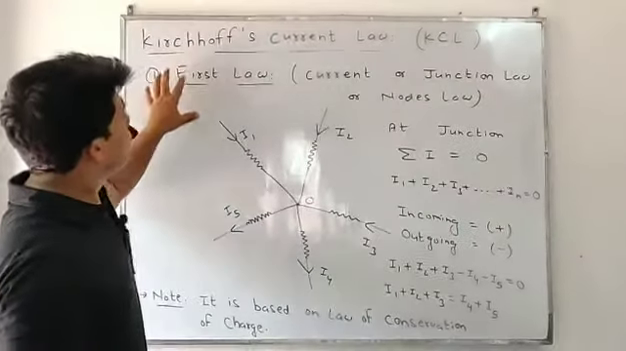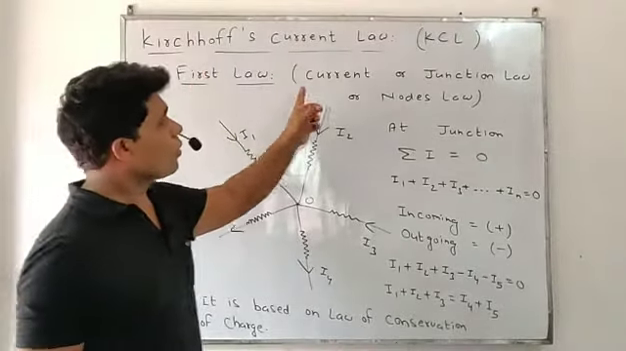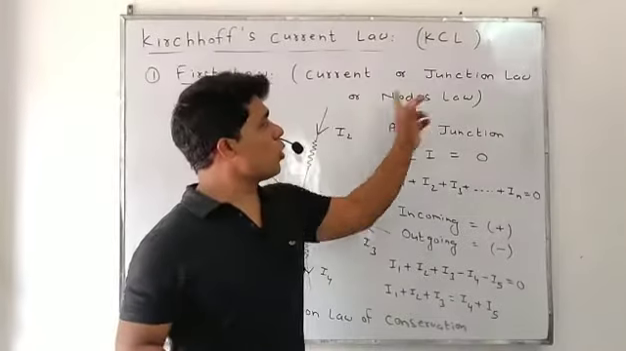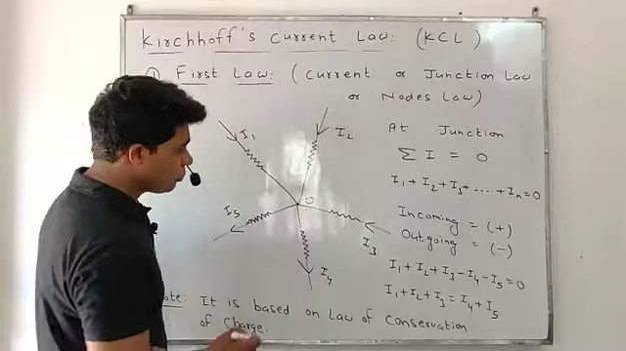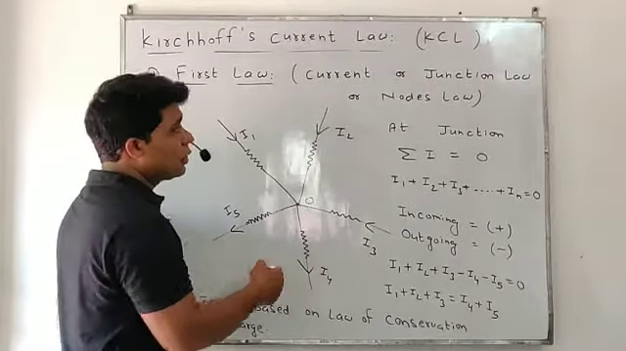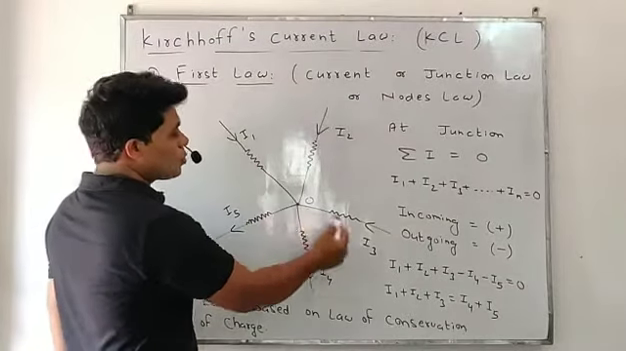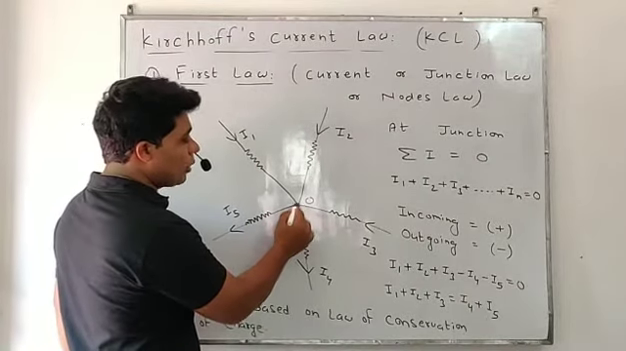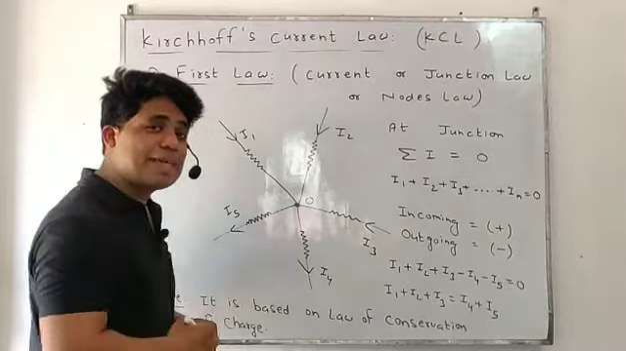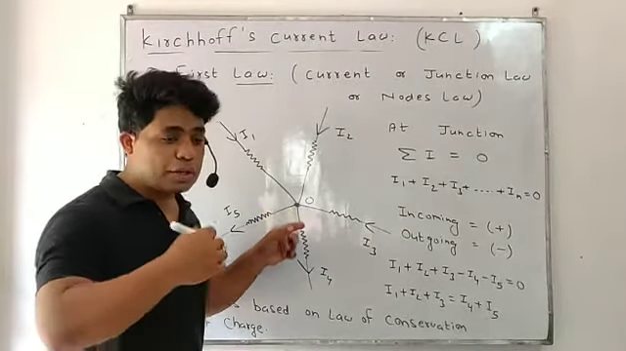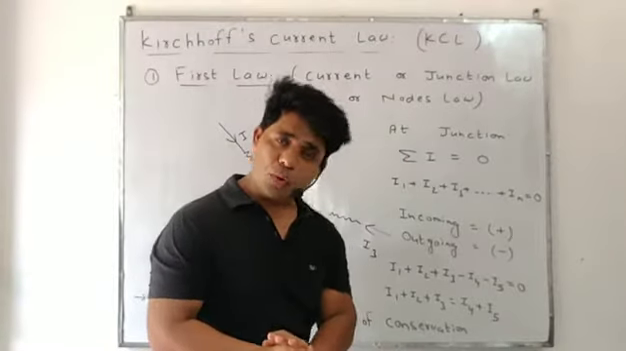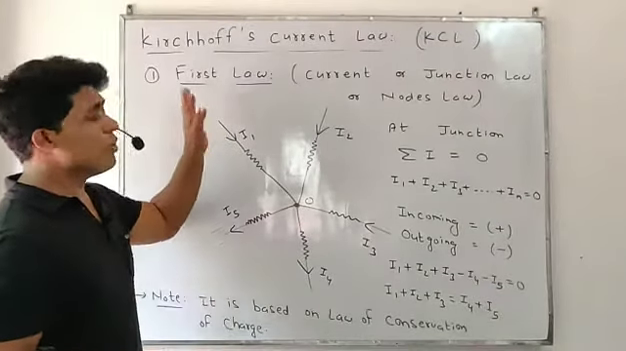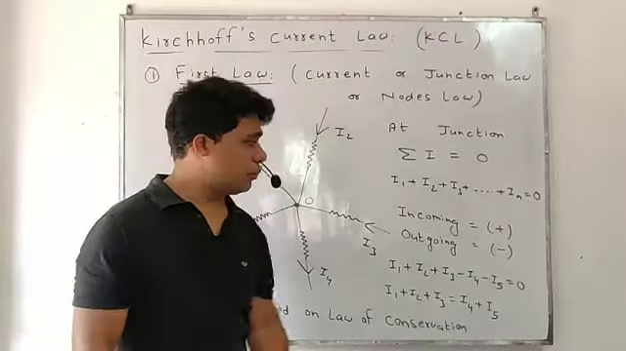Kirchhoff's first law is also said to be current law, junction law or nodes law. Actually, Kirchhoff's first law is related to current. That's what is called current law. We have a lot of wires connected at a common point. This point is called a junction, or a node. That's why Kirchhoff's first law is also said to be junction law or nodes law. So now students, we'll start the first law, current law.